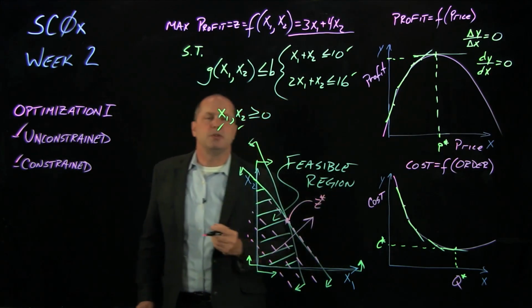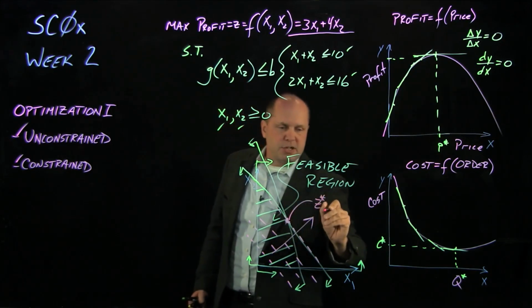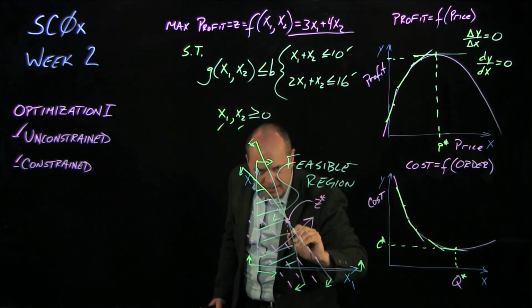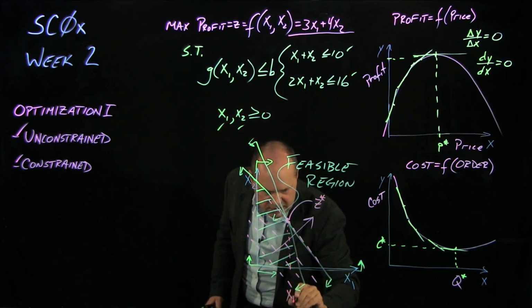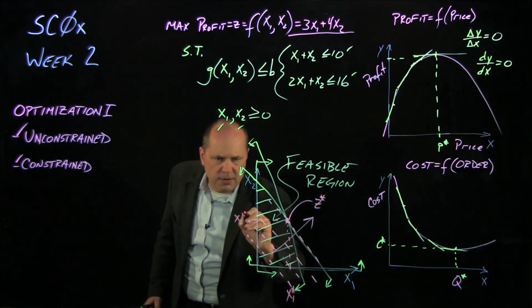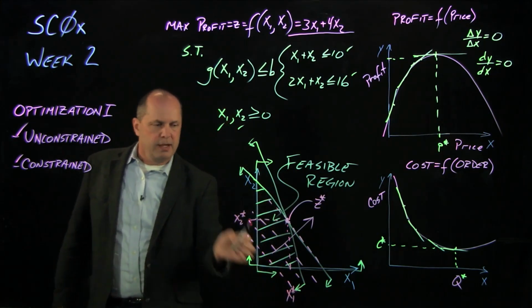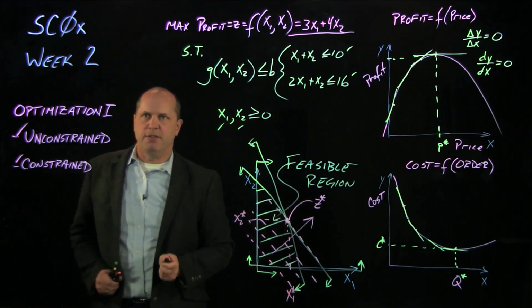And that's the optimal solution. I put Z star because the maximum profit, and that's going to be at x1 star, and across here, x2 star. So what are those things telling me? It's the optimal amount of x1 I should make and x2 I should make to maximize my profit.